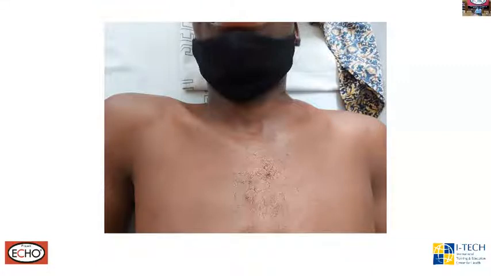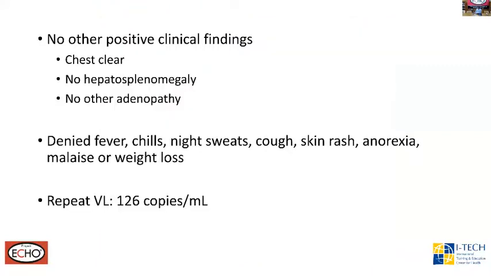And when you examined him, there was nothing else to find. His chest was clear. He had no hepatosplenomegaly. He had no other adenopathy elsewhere. He strongly denied having any fever, any chills, any night sweats. He wasn't coughing. He had no skin rash other than the little blemishes left over from the rash he had in April. His appetite was fine.